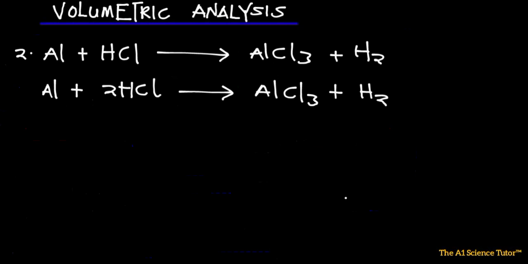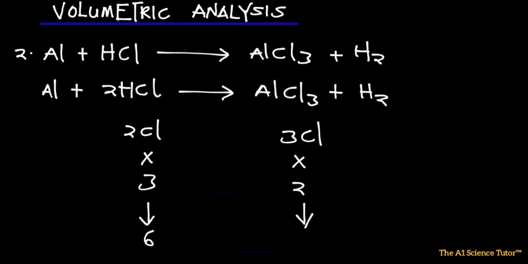Now, how can we change this? So the first thing we're going to do is there is 2 chlorines on the left hand side. There is 3 chlorines on the right hand side. I'm going to take the left hand side and multiply it with 3, and I'm going to take the right hand side and multiply it with 2, so that we're going to have 6 on the left and 6 on the right.